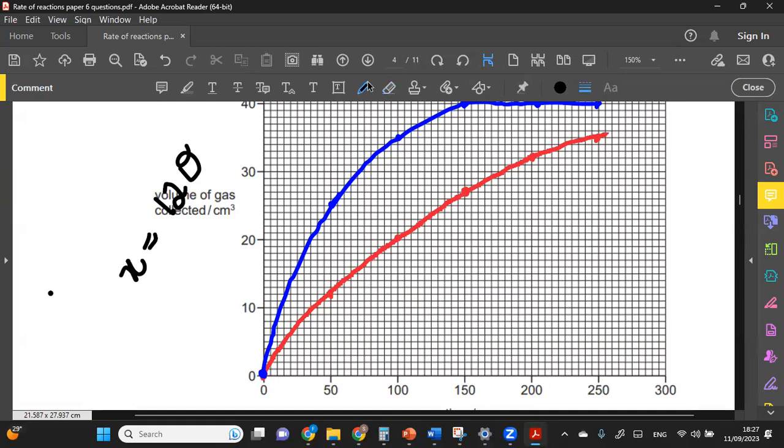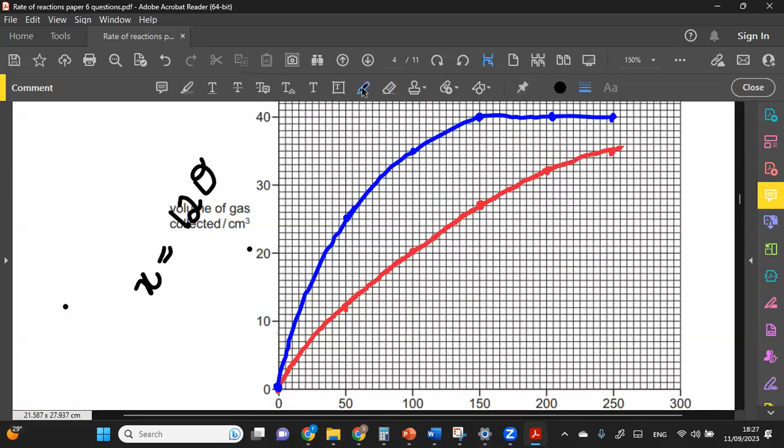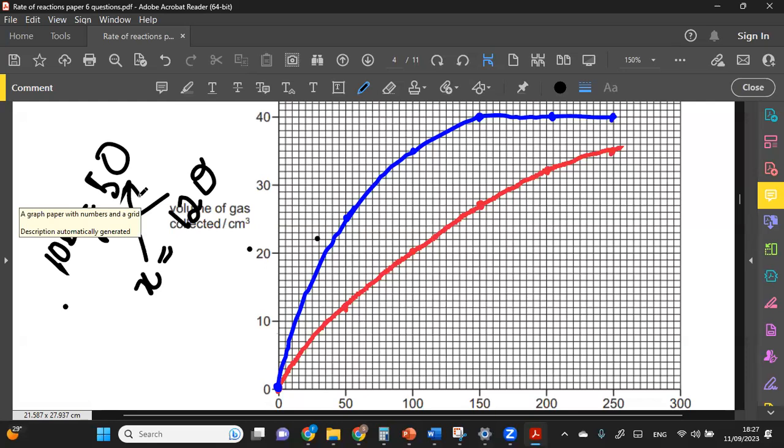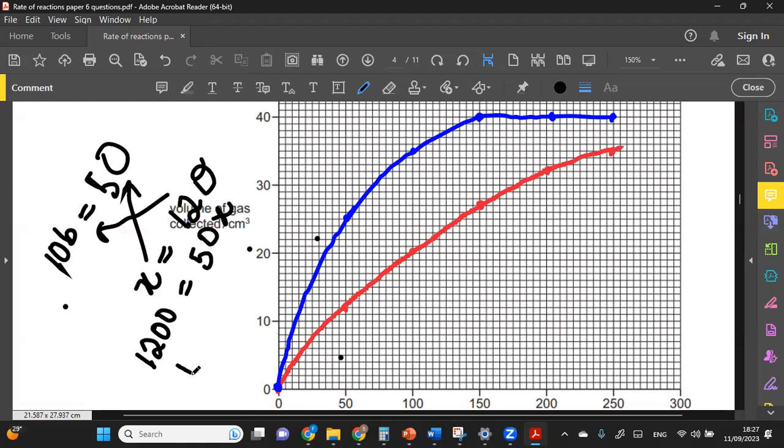Okay, write it down like this. 10 boxes is equal to 50. So how many boxes will be equal to 120? You multiply it like this: 120 multiplied by 10 becomes 1200, and x multiplied by 50 becomes 50x, and then you divide. 1200 divided by 50 is equal to x, right?